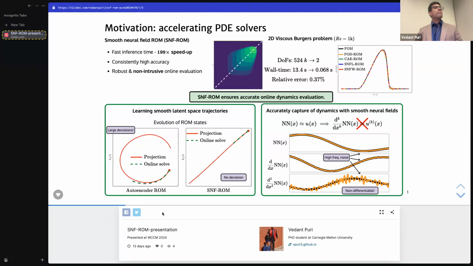Is there any viscosity or filtering in these, or is it just pure spectral? What's the word when you take two thirds of the modes? Anything like shock capture for it, or is it just pure discretization? Pure discretization.